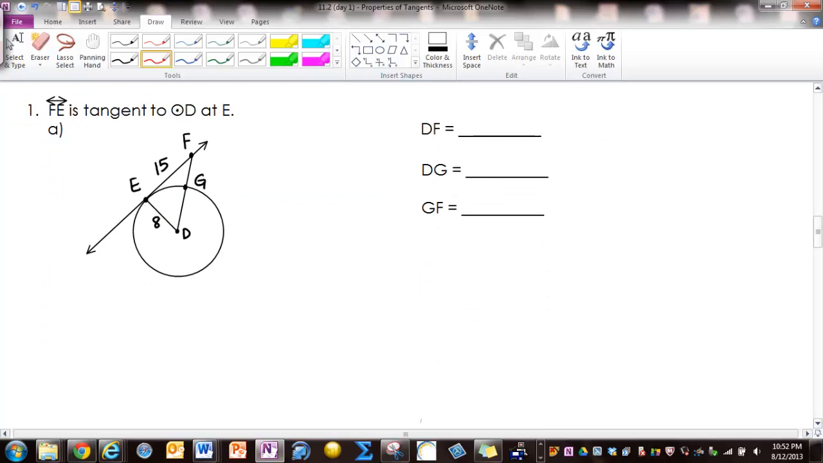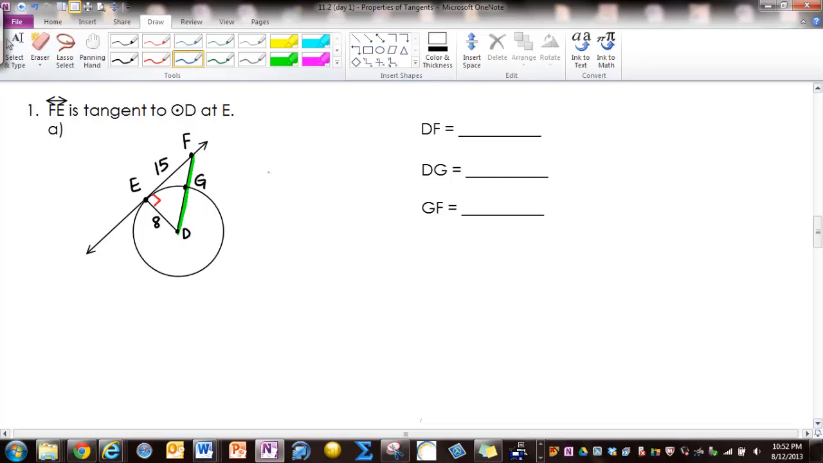Here's our first example problem. It says line FE is tangent to circle D at E. Now because the line is tangent to the circle, we know that that line is perpendicular to the radius drawn to the point of tangency. So I draw that little right angle symbol in there. Next thing I'm going to be finding is DF. Now DF is the hypotenuse of our right triangle. So that's going to be like the c side in a squared plus b squared equals c squared.